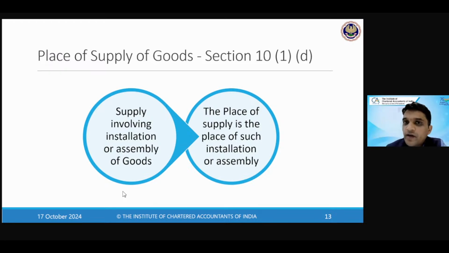If the customer is located in the same state, but the customer says you install it at my site office, which is in another state, you will install it at that site office. So the place of supply will not become the recipient's registered office. It becomes the recipient's site office, which is in another state. That will become the place of supply. Clear? Kiran Mishra's question, point number 4.16.